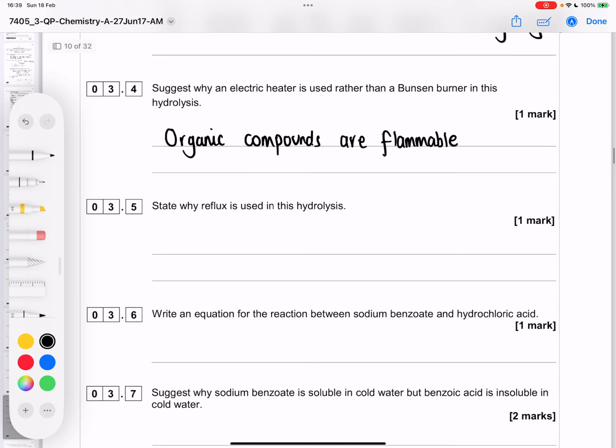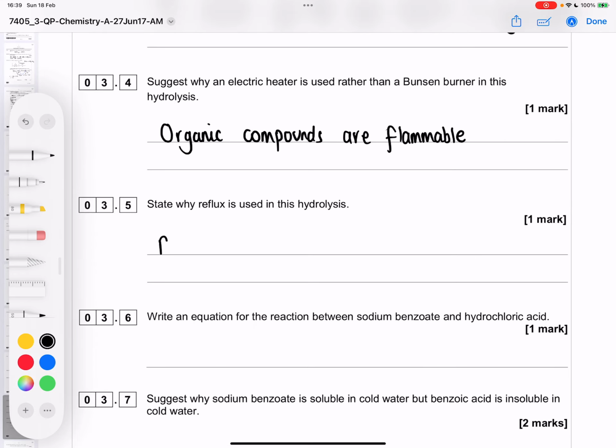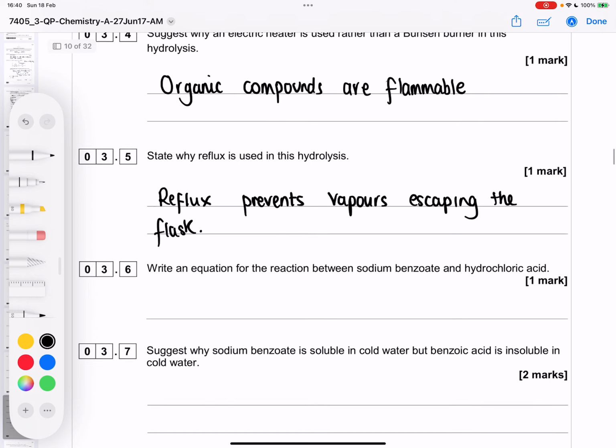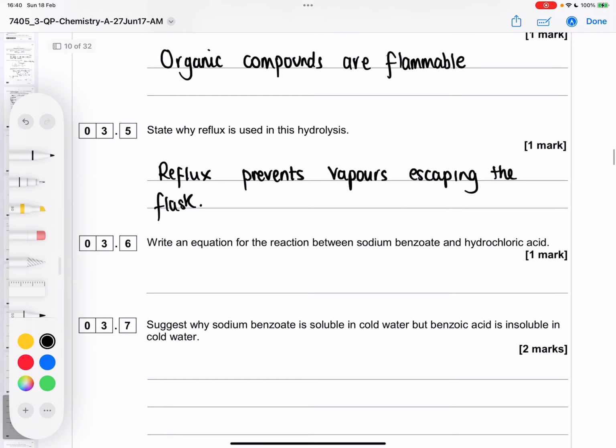Why is reflux used? Well, reflux is going to prevent the vapours escaping the flask. It's going to ensure that they all get returned to the reaction mixture. I suppose we need to be specific that it's reactant vapours, not products.